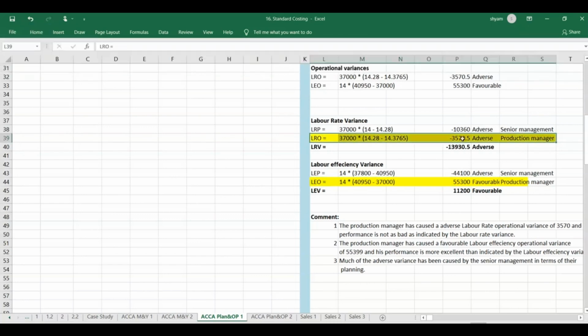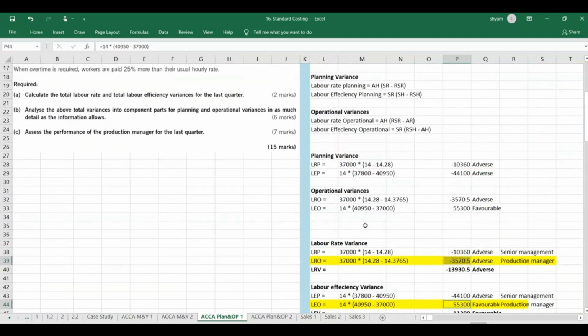And if you see here, when compared to the adverse, the favorable seems to be much better. So even when you adjust the rate with the efficiency, still the production manager has worked absolutely better. He has performed way better here, and so he's been able to guide his employees in producing more units in lesser time. But he has slightly used overtime. He has paid a little bit of overtime. That is why we are getting this 14.37. So that's about the concept.